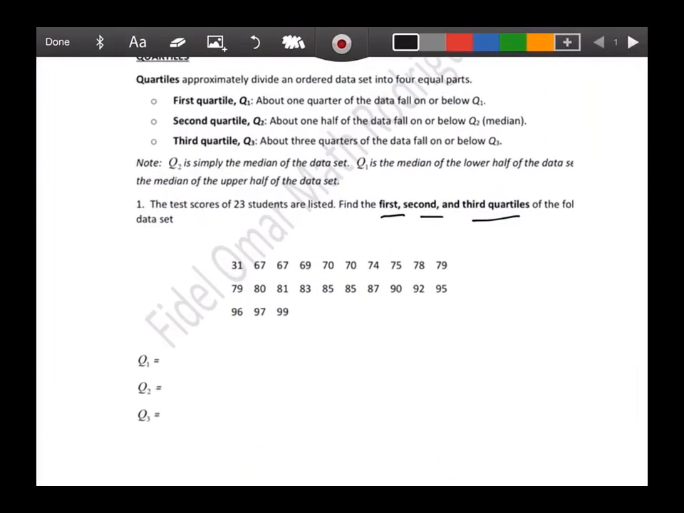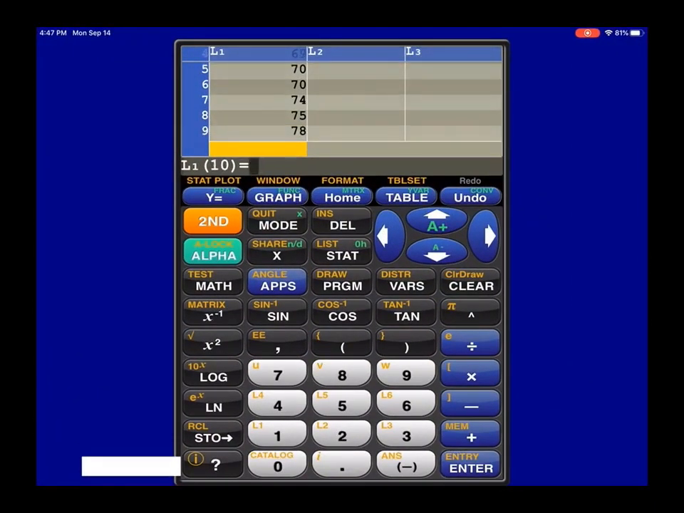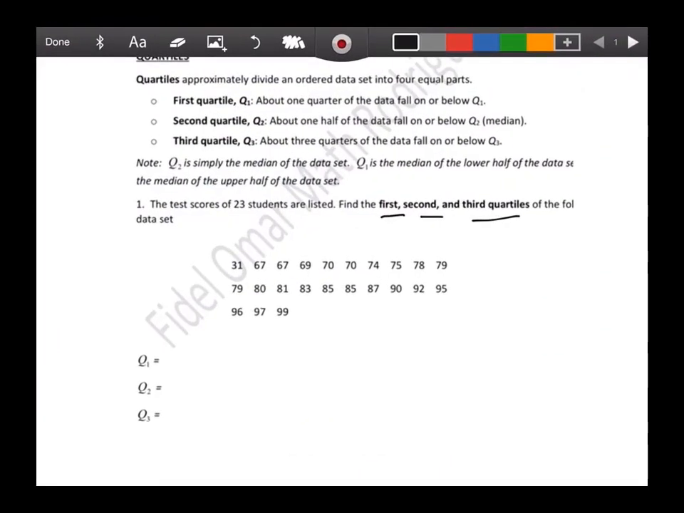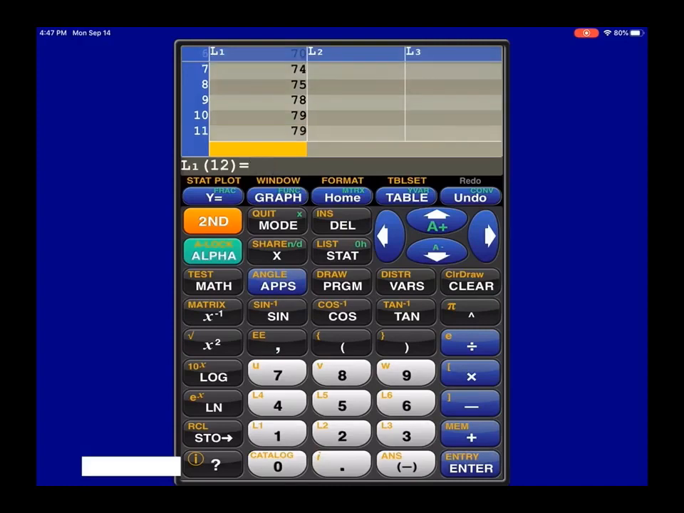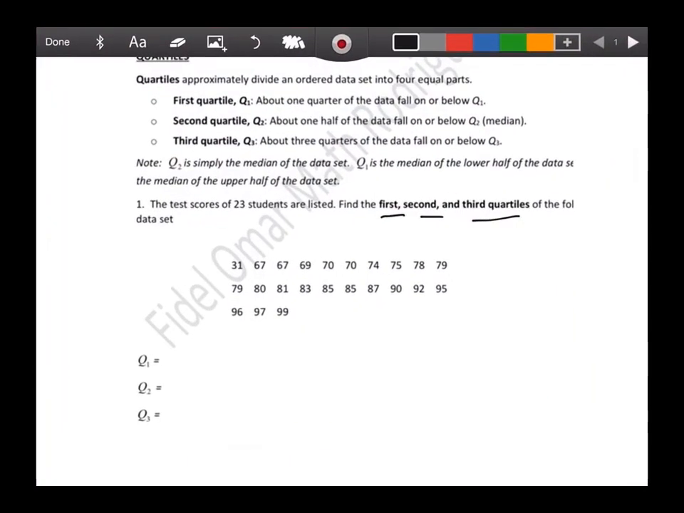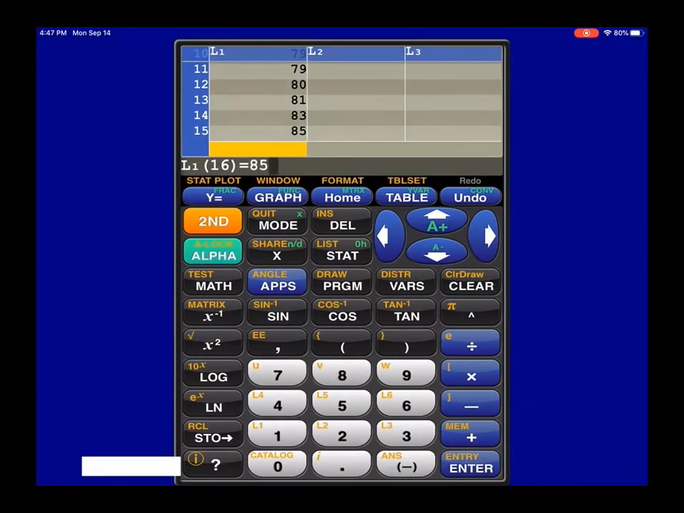Let me come back, 78, 79, 78, enter, 79, enter, okay. So it takes a little time consuming, 79, 80, 81, 83, okay. Let's see, what else do we have? 85, 85, 87. So 85, enter, 85, enter, 87, enter.